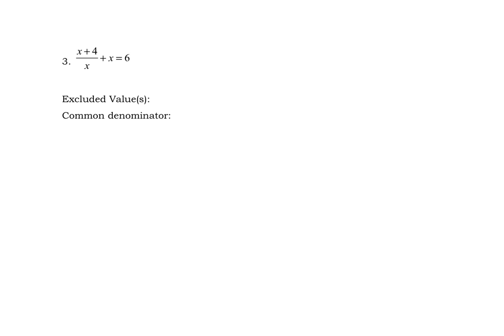Okay, so I have only one fraction, so there's only one denominator. And when I set that equal to 0, it's 0, so x can't be 0. And so my common denominator is just x. I'm going to multiply everything inside by x. So here it excludes the x, so I'm left with x plus 4. And then x times x is x squared. And then 6 times x is 6x.